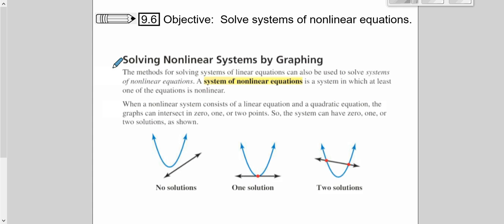The method for solving systems of linear equations can also be used to solve systems of nonlinear equations. A system of nonlinear equations is a system in which at least one of the equations is nonlinear, meaning it is not a line. When a nonlinear system consists of a linear equation and a quadratic equation, the graphs can intersect in 0, 1, or 2 points. So the system can have 0, 1, or 2 solutions. It all depends on how many places they intersect. Intersection points are the solutions.